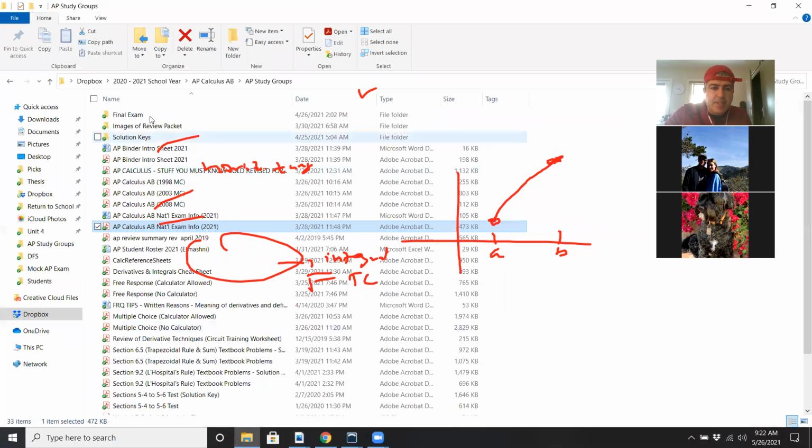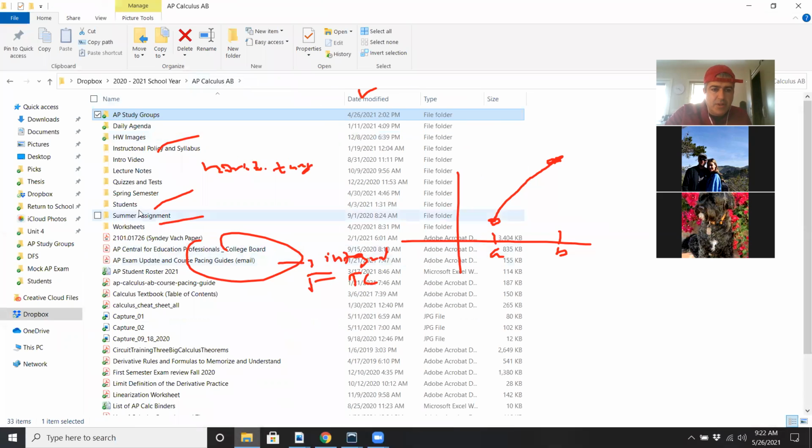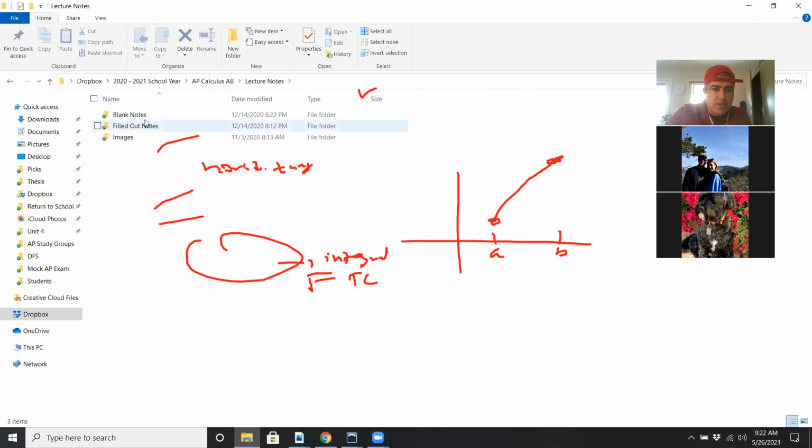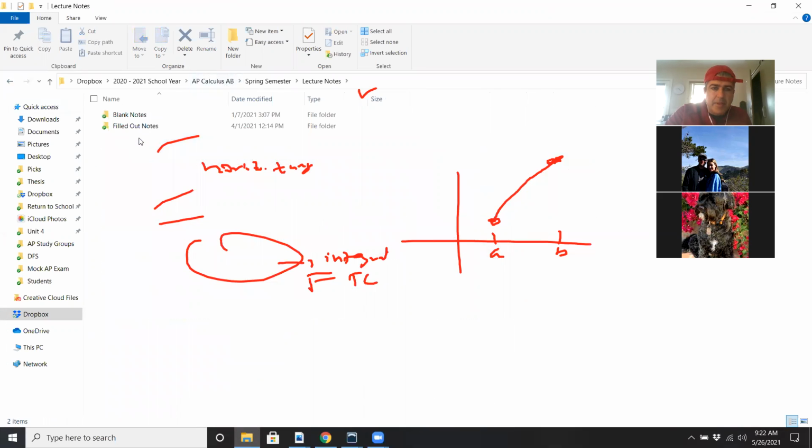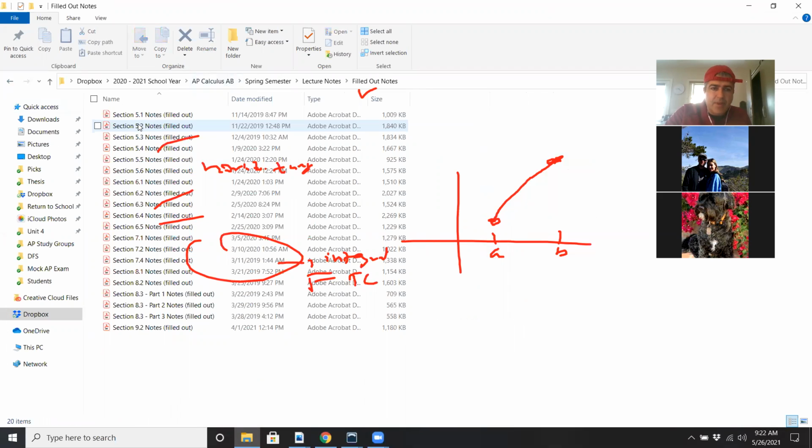But going back to FTC, let's look at the notes here. Lecture notes, where are we? Blank notes, filled out notes. No. Spring semester ago. I think I'm going to clean this up over the summer because it's driving me nuts here. 6.4.